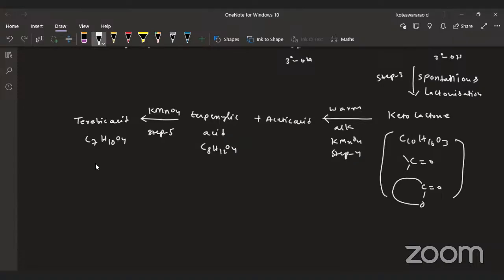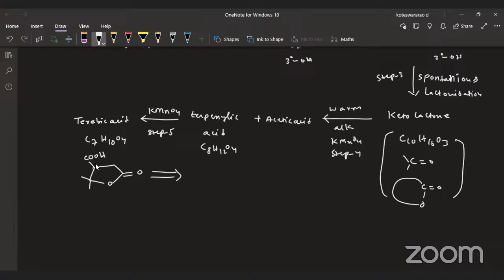What is the structure of terebic acid? This is the terebic acid. Simple. This is the terebic acid. Right. Now, simply we can analyze this terebic acid in the reverse manner, retrosynthesis manner. Now, we come back.